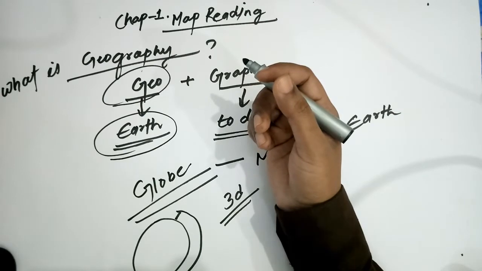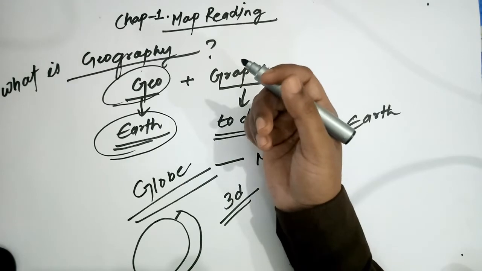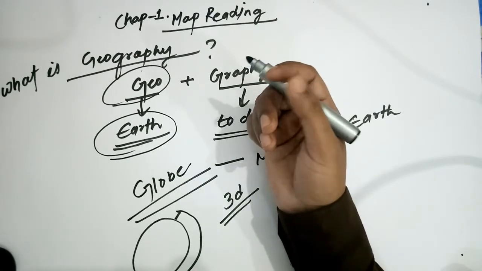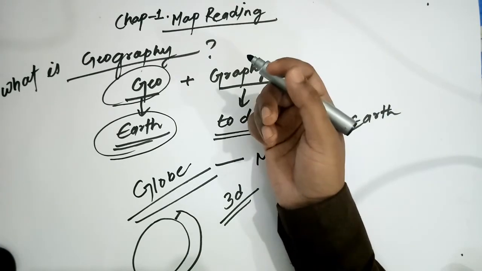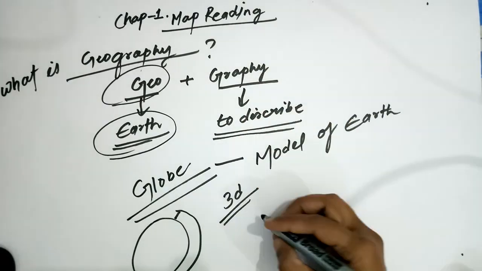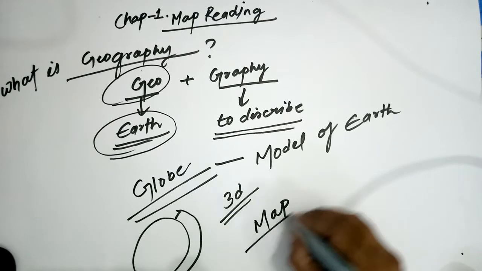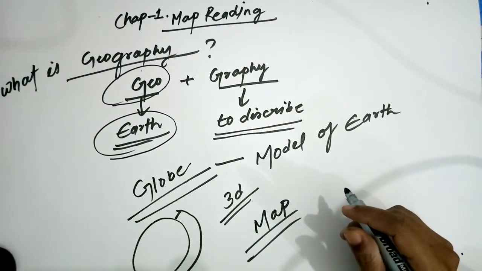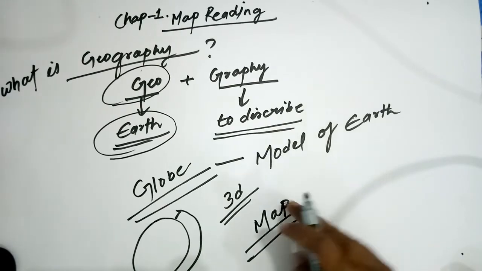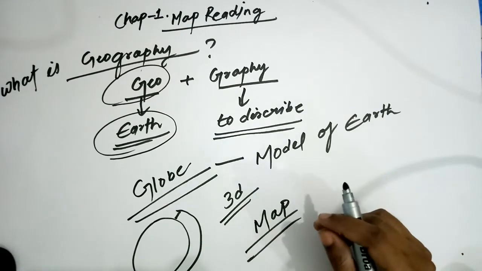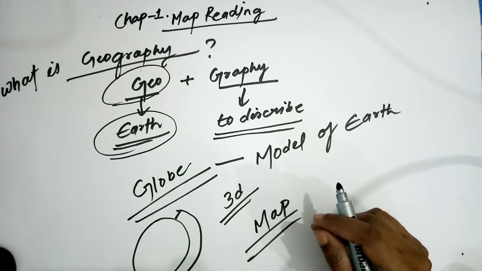It is very helpful in such a situation to use a two-dimensional representation, a drawing of the earth's surface according to a scale. What is that thing? It is a map. A map is a representation of the earth, or a portion of the earth, drawn to scale on a flat surface. So a map is always drawn on a flat surface, and it is one of the visual aids of learning and an important tool for geographers.